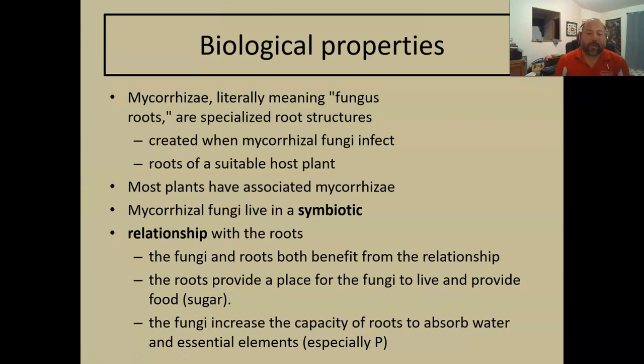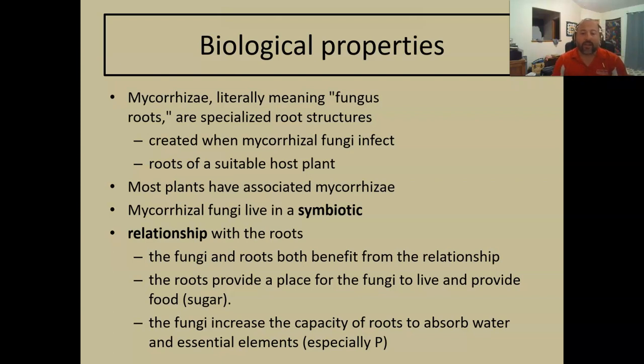So we talked about mycorrhizae before, but mycorrhizae literally translates to fungus roots. They're specialized root structures. It's really just a symbiotic relationship of fungi and the plant roots. It's created when mycorrhizal fungi infect the roots of a suitable host plant. Most plants have associated mycorrhizae, specifically, like we said, in forested soils. You can expect this mycorrhizal relationship in any kind of woody plant. In grass, you expect more of a bacterial relationship.